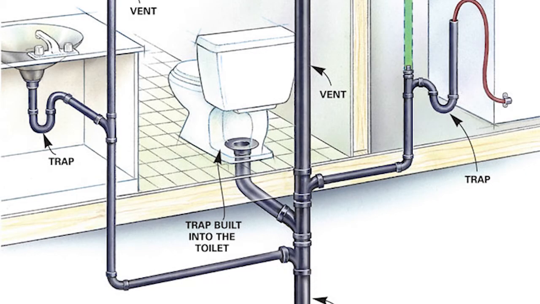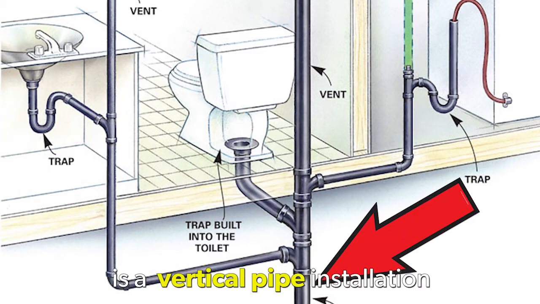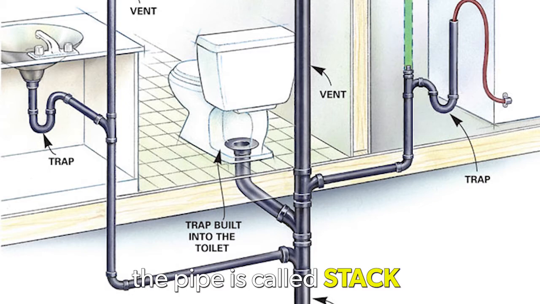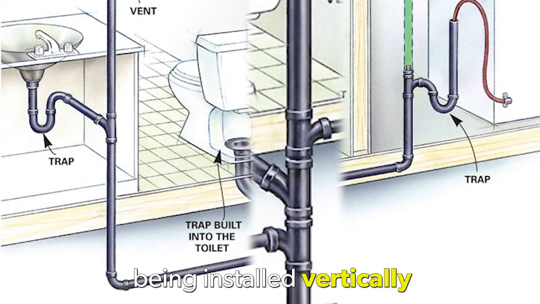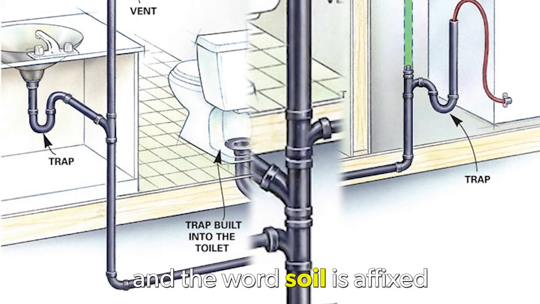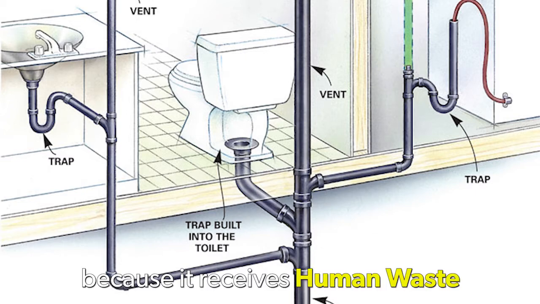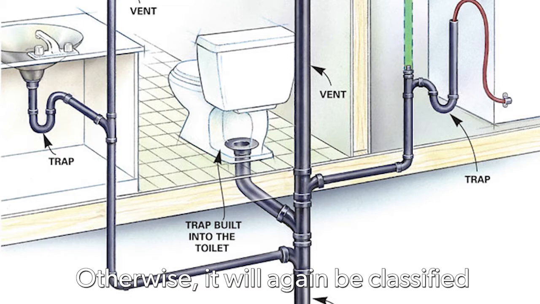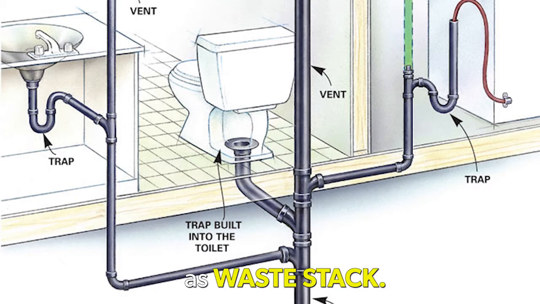Whereas soil stack is a vertical pipe installation where the soil branches terminate. The pipe is called stack being installed vertically, and the word soil is affixed because it receives human waste from soil branch. Otherwise, it will again be classified as waste stack.